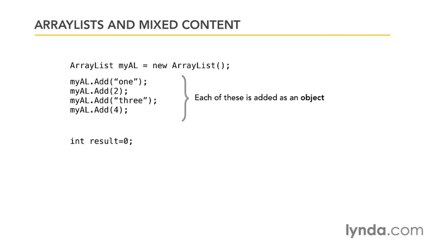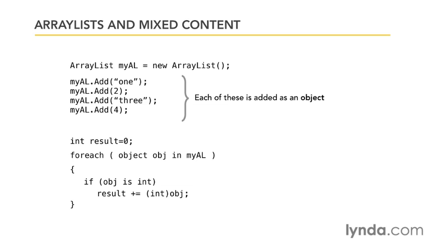I can have an integer variable named result. And once again, I'm going to use my for each construct. And in this case, remember, they're all objects. So for each object in the array list, I can then do something like this. If the object is an integer, remember the is operator from earlier on in the course, I can then say result plus equals, and then I cast or convert the object to an integer by putting the word int in parentheses in front of it. So this is going to loop over each object in the array list, see if it's an integer, and if it is an integer, add it to a running total. So array lists are really nice and flexible. Let's go ahead over to the code and see some of this in real action.